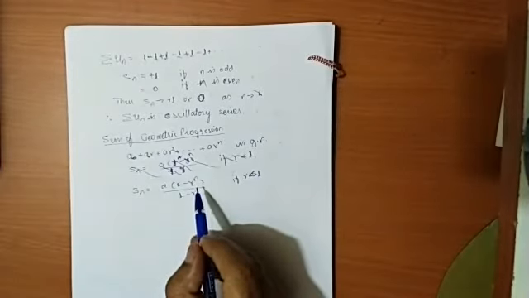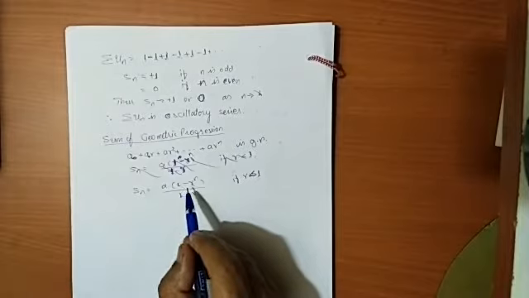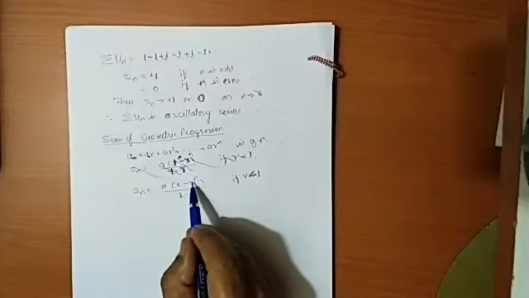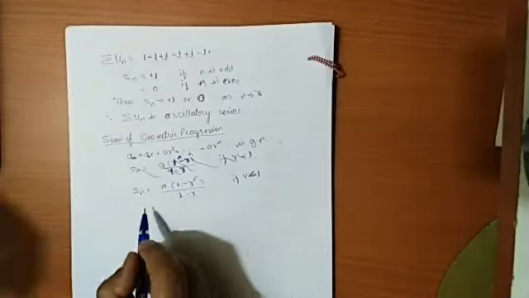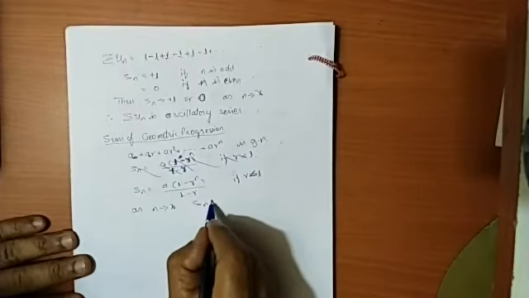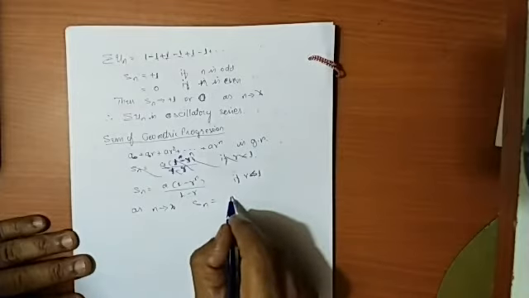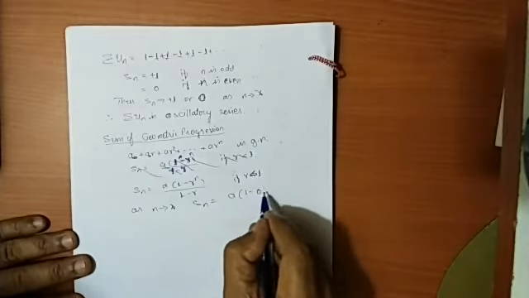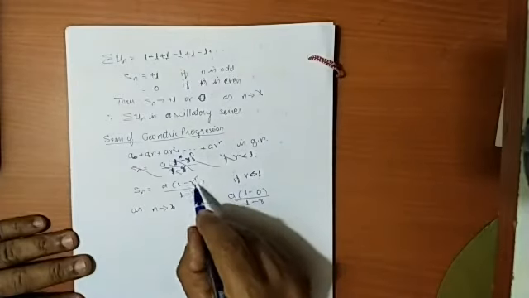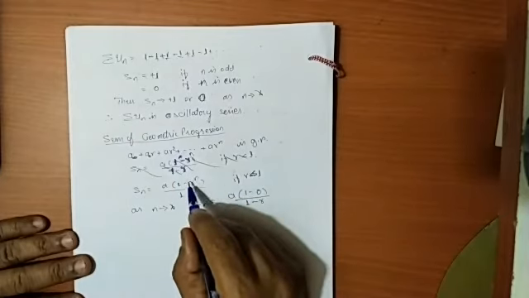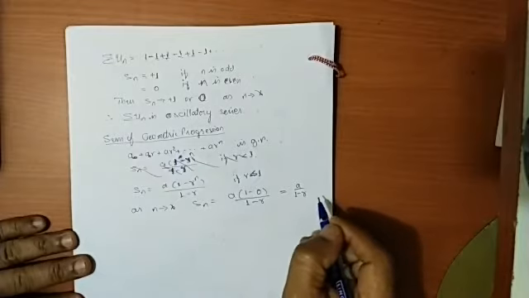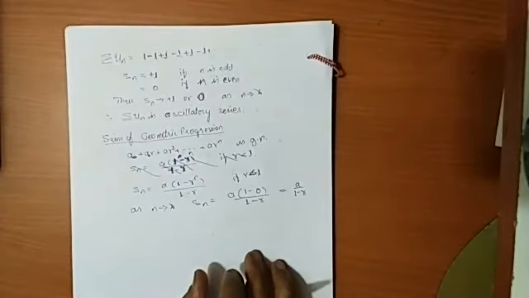Certainly, this will be a convergent series, right? Because if R is less than 1, R raised to n gives me 0. Therefore, as n tending to infinity, Sn will be equal to A into 1 minus 0 divided by 1 minus R, because if R is less than 1, R raised to n as n tending to infinity becomes 0. So this is A over 1 minus R. Certain things you should know.